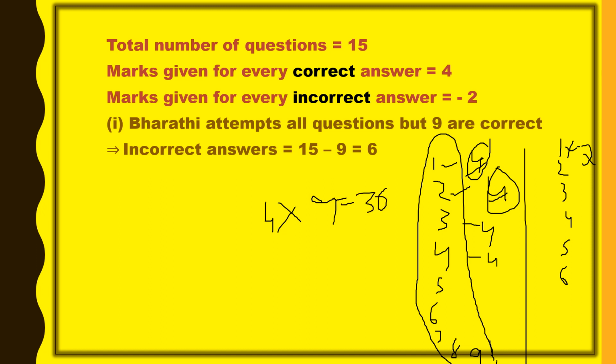So you got 36 marks for correct answers. Now what about the wrong answers? How many did you write wrong? You attempted 6 questions wrongly, and each question is given minus 2 marks. Right? So you will get minus 12 marks.